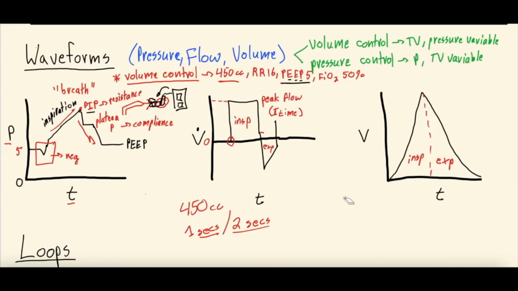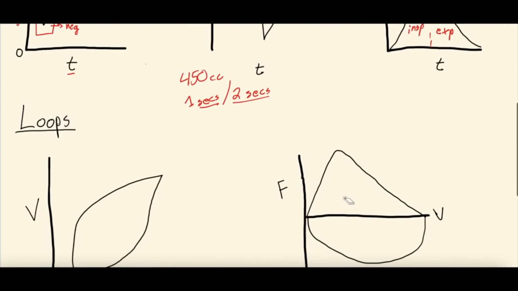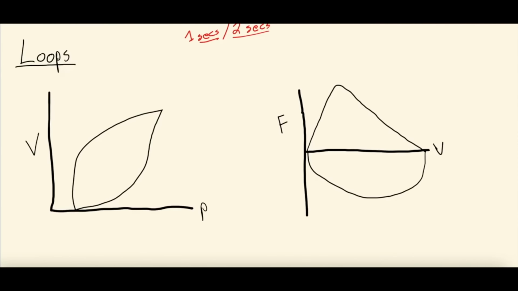We'll go into the pathology that can happen and then clinically what you should change. Now let's talk about loops. We have two main loops we're going to talk about. The first is the pressure volume loop, pressure on the x-axis, volume on the y-axis. And this is what a pressure volume loop tends to look like on the ventilator.